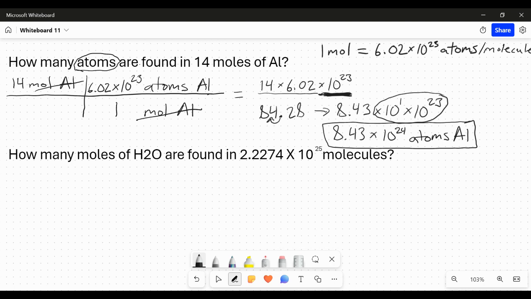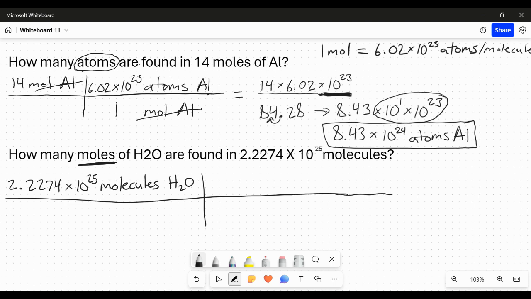Let's look at the next problem. How many moles of H2O are found in 2.2274 times 10 to the 25th molecules? So this time I'm looking for moles of H2O. But my problem is still going to start largely the same. I'm going to start by writing down what I know. 2.2274 times 10 to the 25th molecules of water. Set up my chart. Whatever unit you start with goes in the bottom right. On the top, I have moles of H2O.